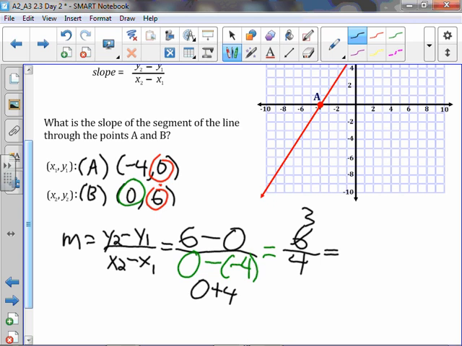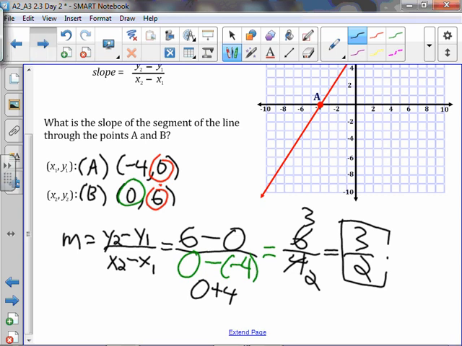Divided by 2 is 3, divided by 2 is 2. So my final answer for my slope is 3/2. So in this way, I've been given 2 coordinate points, (-4, 0) and (0, 6), and then I can generate algebraically or using a formula by using subtraction the slope, 3/2. All right, so let's take a look at a couple more practice problems involving this concept.